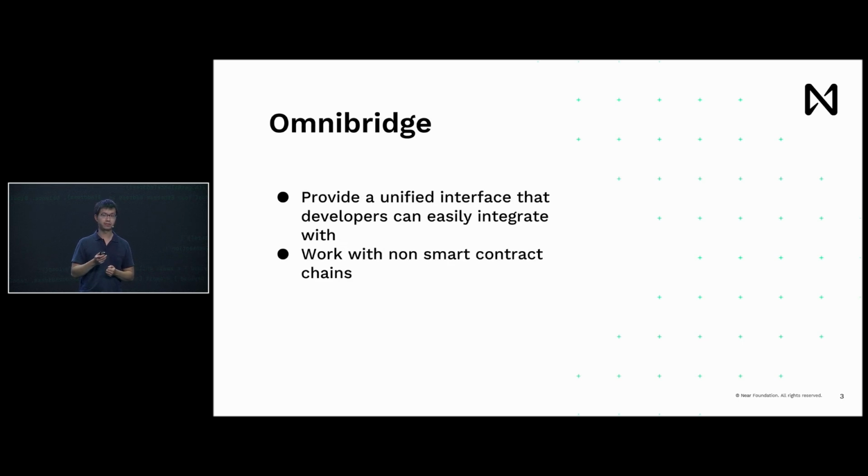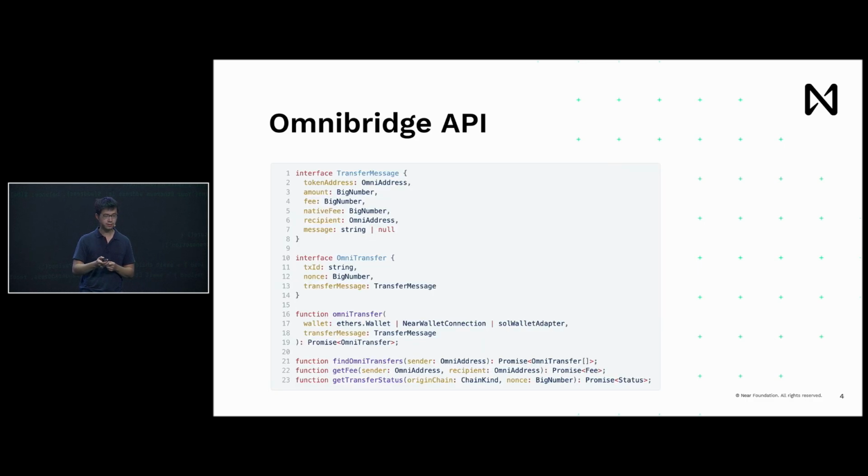So what Omni Bridge wants to do is provide a unified interface that developers can easily integrate with and make a great experience for the users as a result. We also want to make sure that it can work well with non-smart contract chains, most notably Bitcoin. So this is an overview of what the interface looks like.